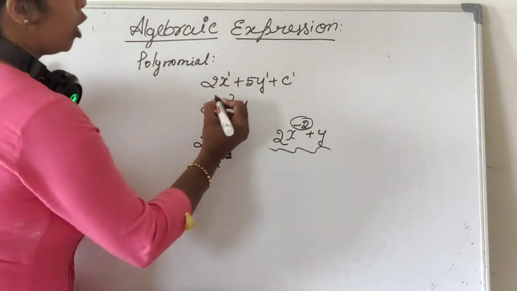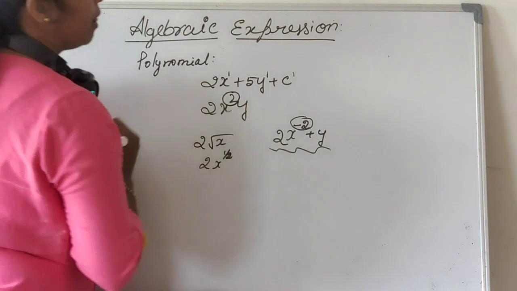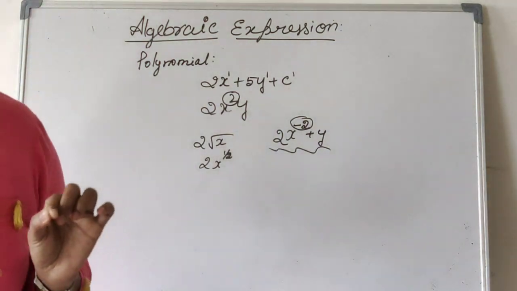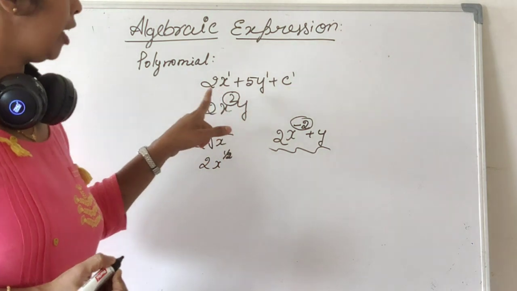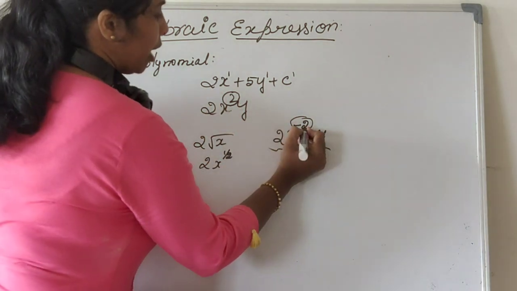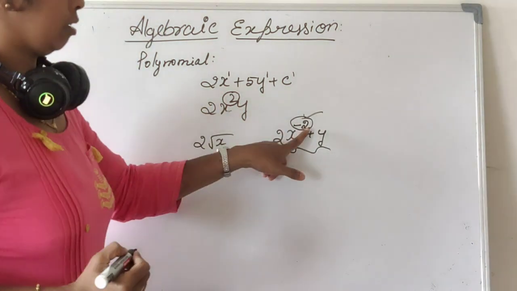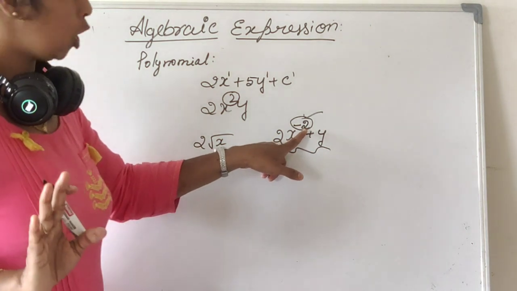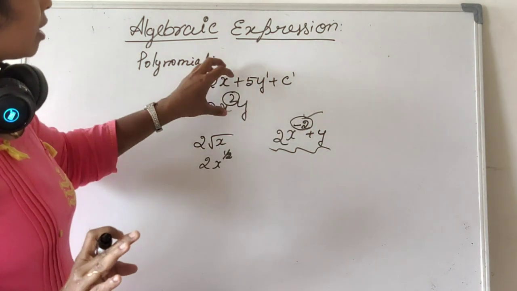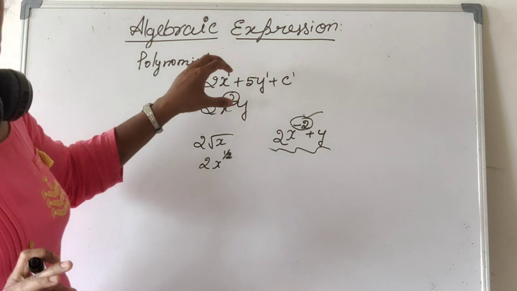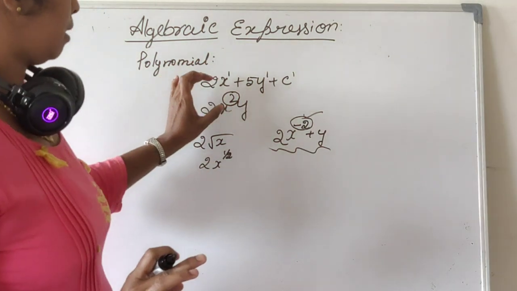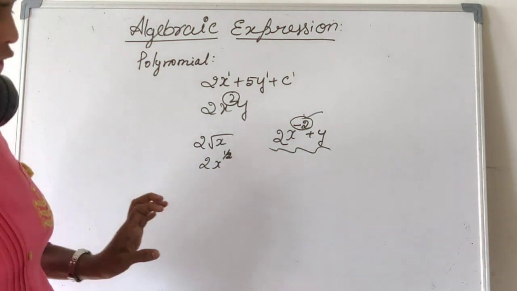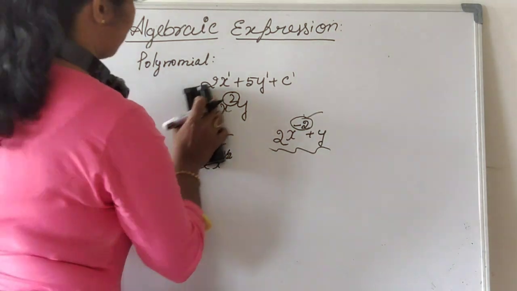When does it become a polynomial? When the power contains a whole number, then only it is a polynomial. Whole number, positive integer. Negative means it's not a whole number. In the whole number list, negative numbers will not come. So, when the power contains a positive whole number, then only it is a polynomial. Understood? What is meant by polynomial?